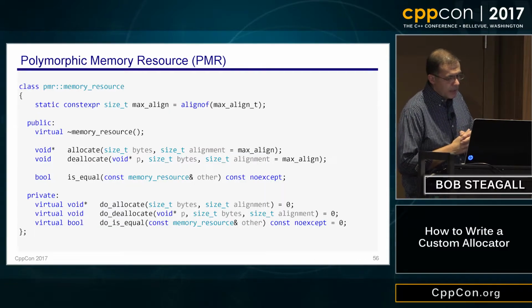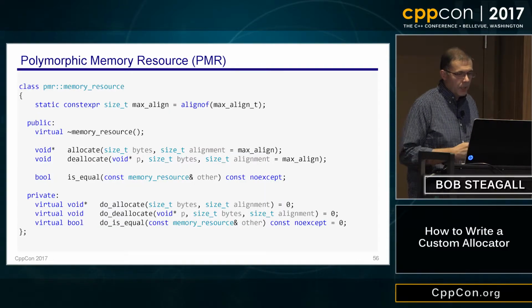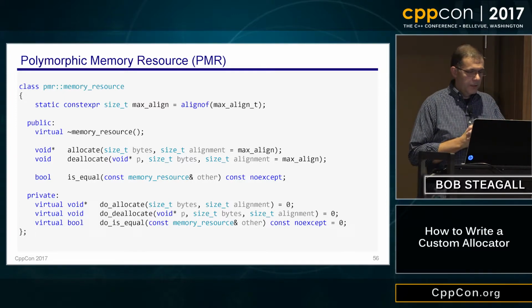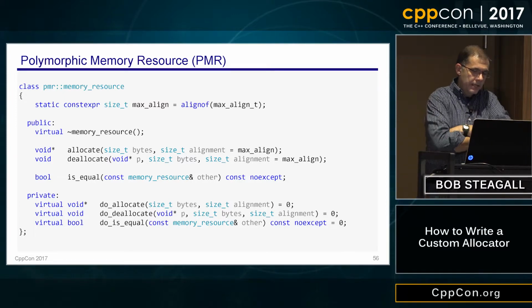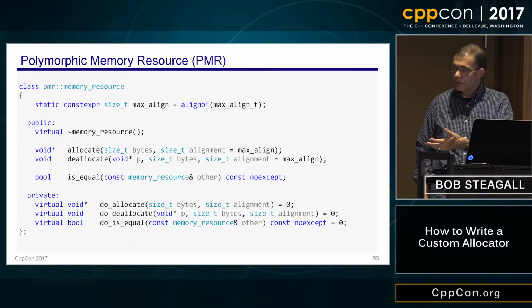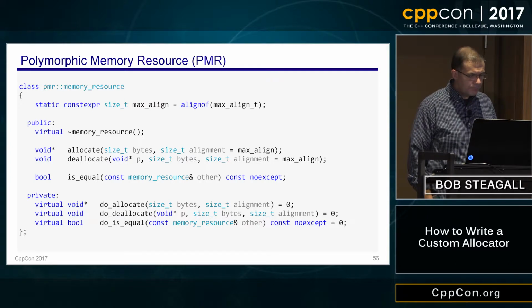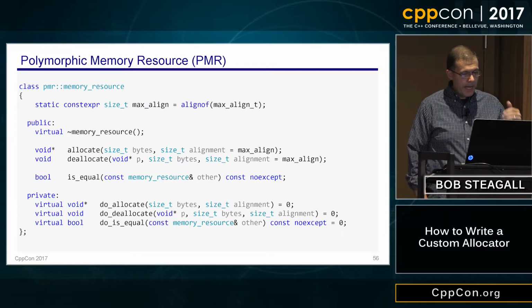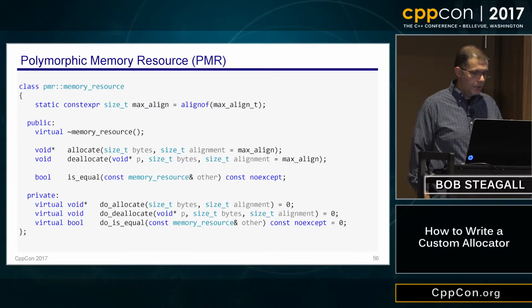So what's this base class look like? Well, it's pretty straightforward. There is this max align nested integer, which tells the size of alignment. There are these public functions for allocate and deallocate, which are required by allocator traits. There's a runtime function for is equal. And then the actual dirty work is done behind the scenes by these private virtual functions that you would override in a derived class to actually provide these services.